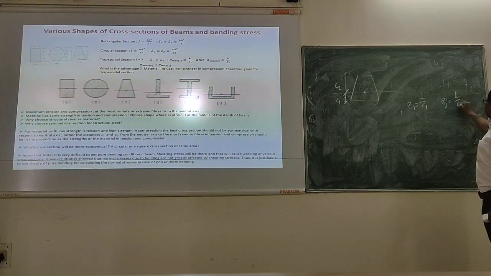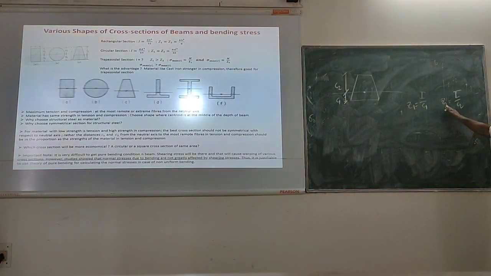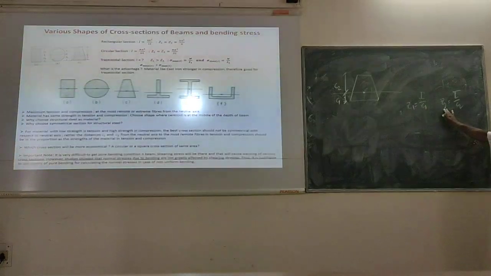I by C2. So if C1 is less, Z1 will be more. Sorry, if C1 is less than C2, then Z1 will be more than Z2. Because this value is smaller, when you divide this term by C2 the resulting term will be lesser than this one, so Z1 will be greater than Z2.